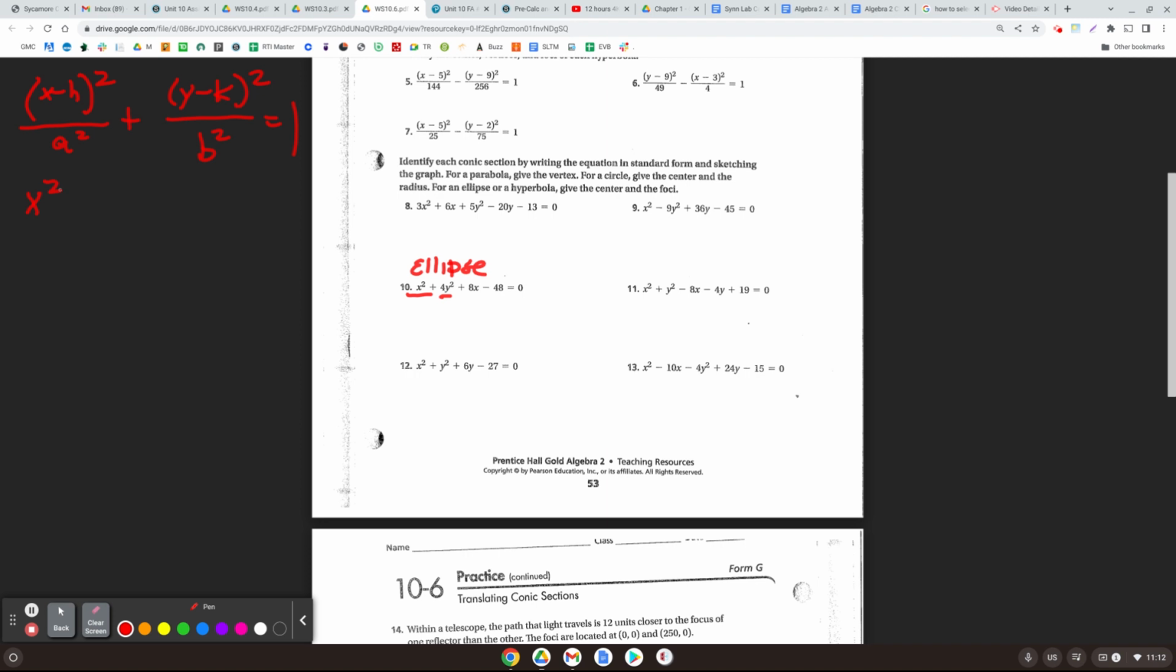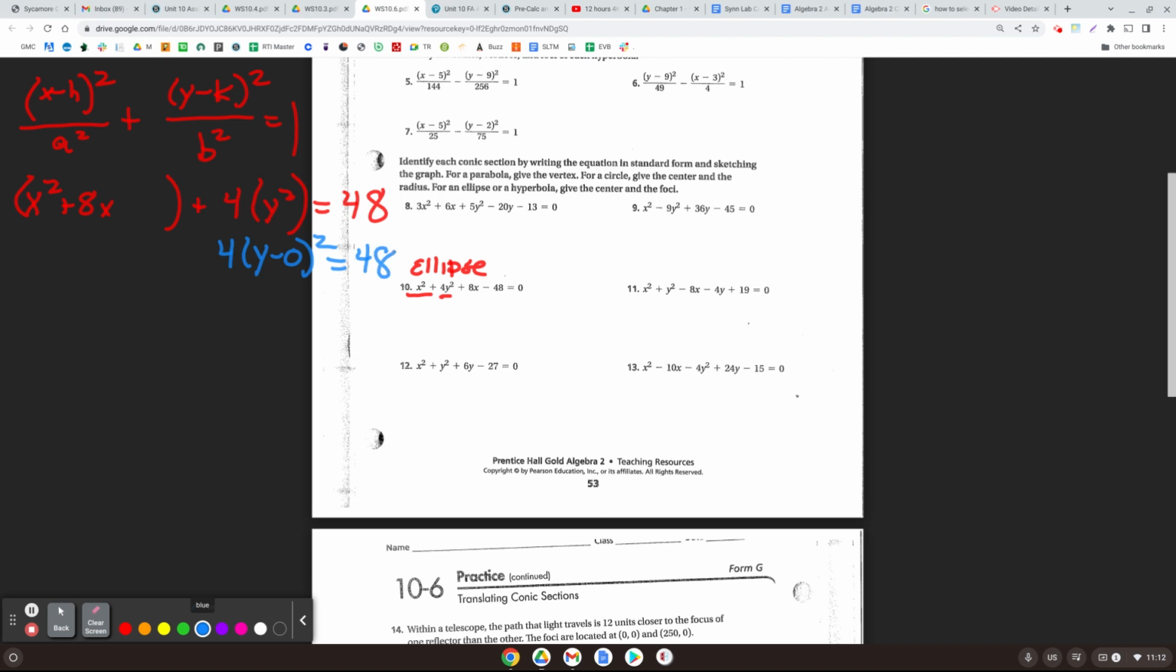X squared plus 8x. I'm going to leave some room. And then plus 4 times y squared. And then equals positive 48. Okay. Now, what this really means, this one is 4 times y minus 0 squared. So we've already completed that square. Now we need to complete the square.